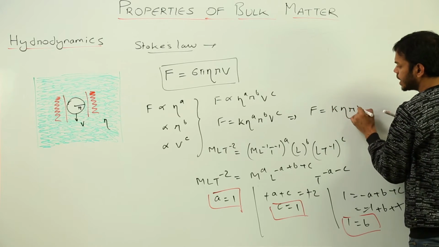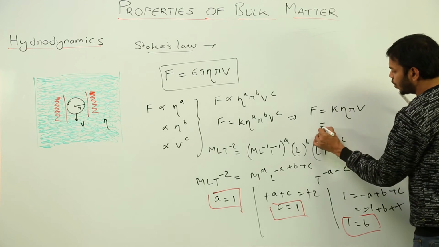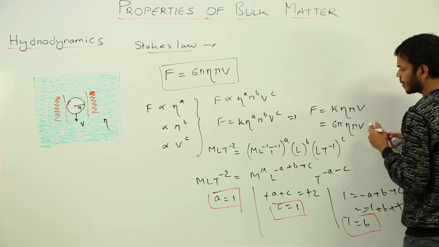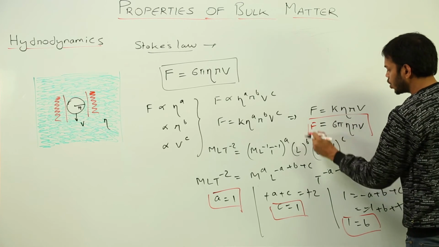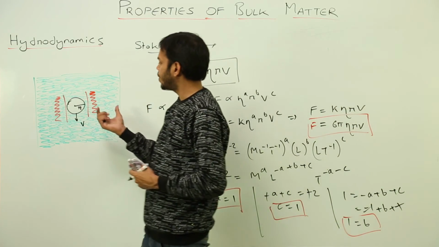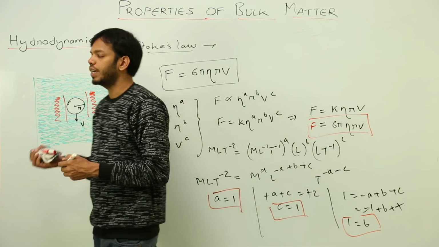viscosity, radius and velocity, and experimentally the value of k is found to be 6 pi. So the formula becomes 6 pi eta r v. This is the formula for the viscous drag force which opposes the relative motion between the layers of fluid when a spherical body is moving in a viscous medium with velocity v.